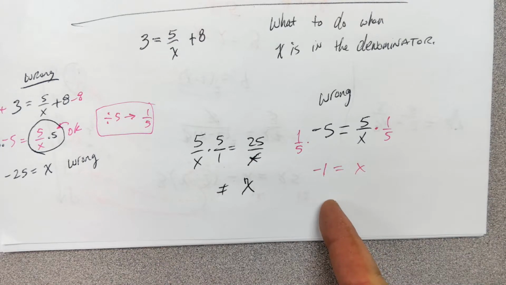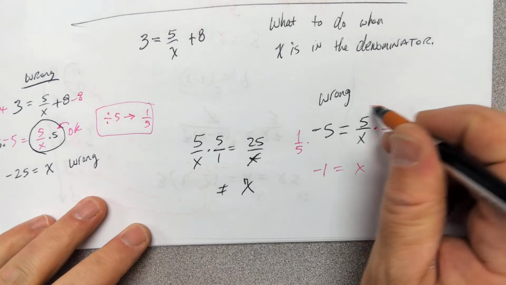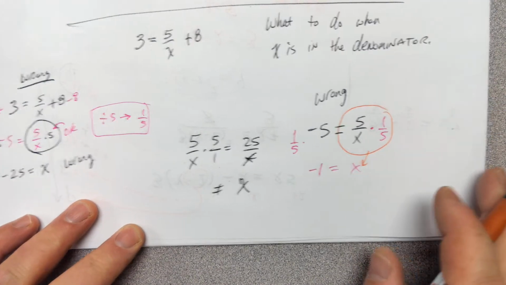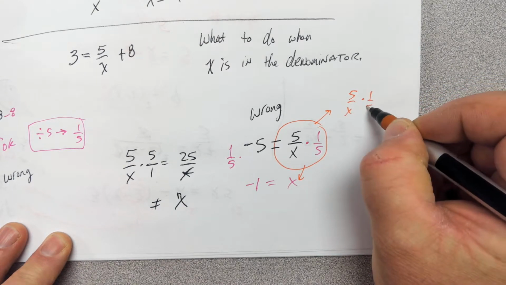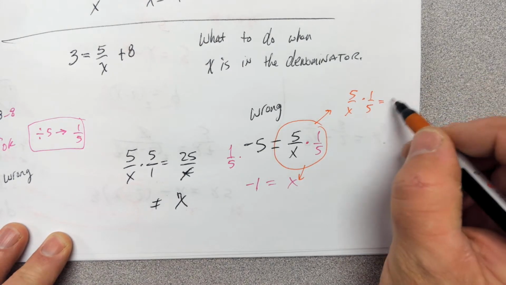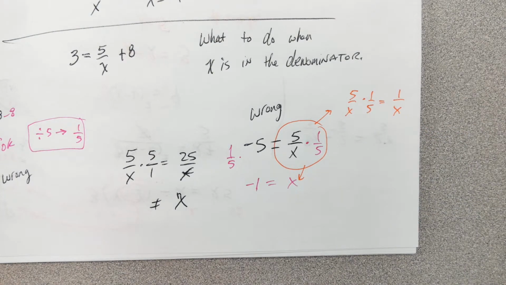Now, it turns out that's the right answer, but it's totally wrong, and they got lucky. Most of the time, it's not going to work out. Because here's why. This is wrong right here. This does not equal x. See, look, 5 over x times 1 over 5. Those 5's would reduce, and it's really equal to 1 over x, not x. Totally different. Do you see?